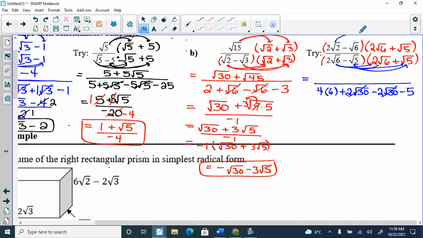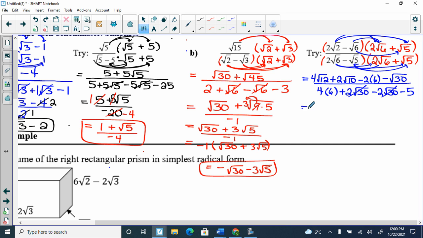2 root 2 times 2 root 6 is 4 root 12. Then we do outsides. 2 root 2 times root 5 is 2 root 10. Then negative root 6 times 2 root 6 is negative 2, root 6 times root 6 is 6 in brackets. And then the last term, negative root 6 times root 5 is negative root 30. 4 root 12 is the only one I can reduce, hey? Root 10 can't break down, root 30 can't break down, so it's only the 12.